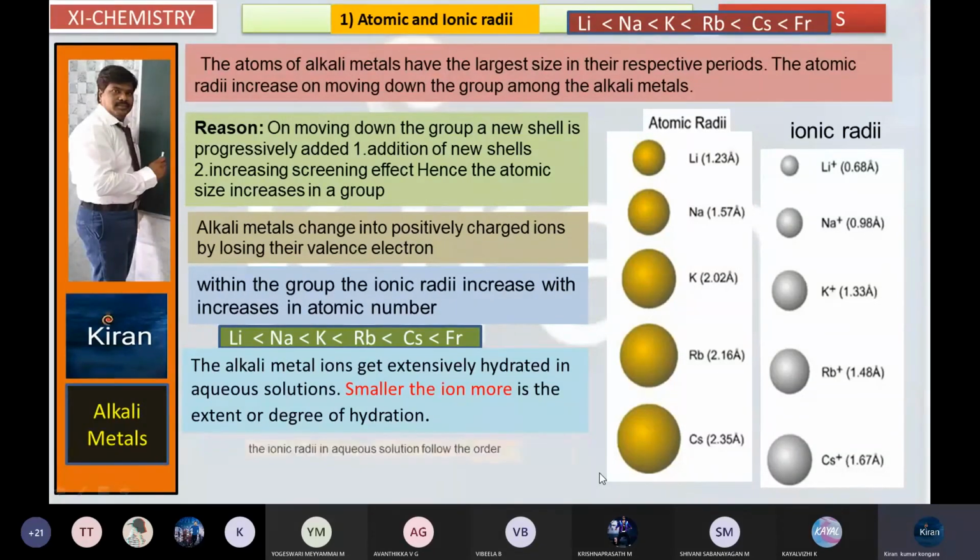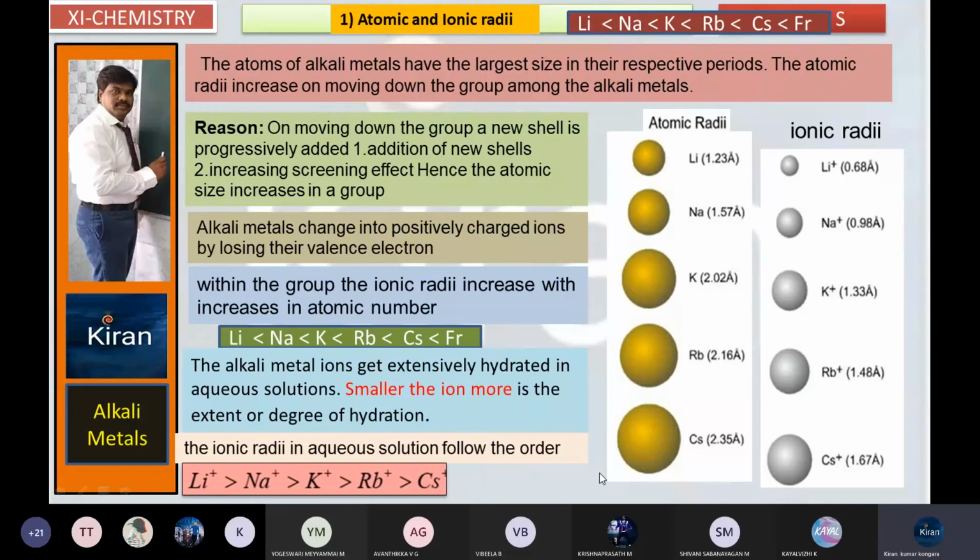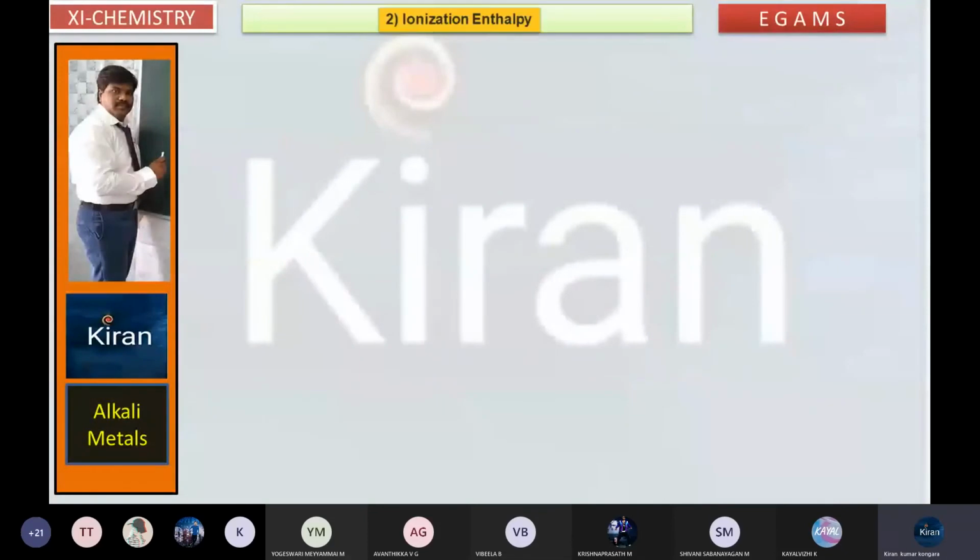Now the second one, ionic radius, is over. Next is ionization enthalpy or ionization energy in this group. Ionization enthalpy: the amount of energy released when an electron is added to the neutral gaseous atom.